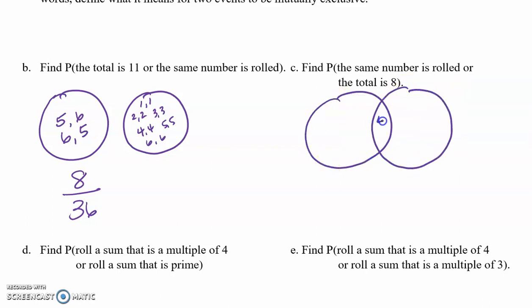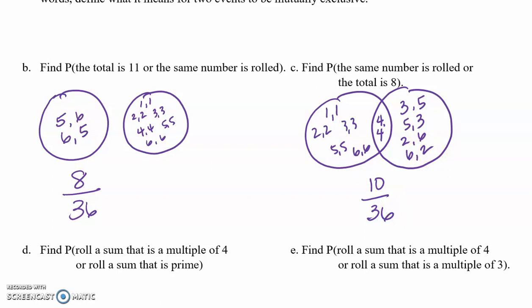We've already talked about the situation where they share 4s, but there's other 8s. You could do a 3 and a 5, a 5 and a 3, a 2 and a 6, or a 6 and a 2. The same number being rolled, we've already seen, can be this way also. If we're satisfied with the same number being rolled or a total being 8, you can count how many different ways you're happy with that outcome. So it's 1, 2, 3, 4, 5, 6, 7, 8, 9, 10. So 10 out of the 36.